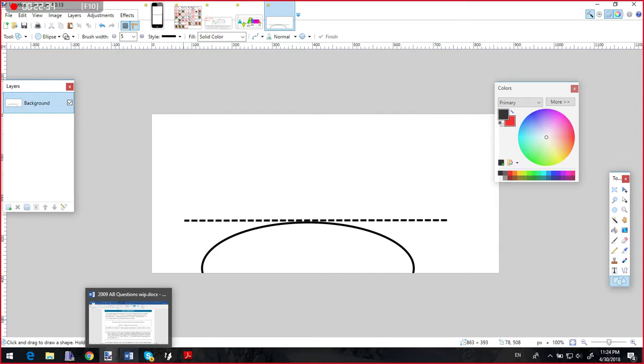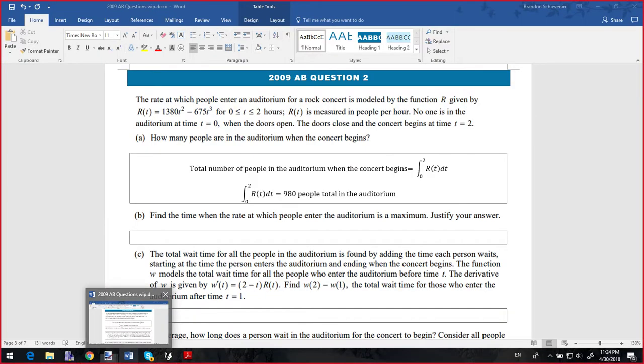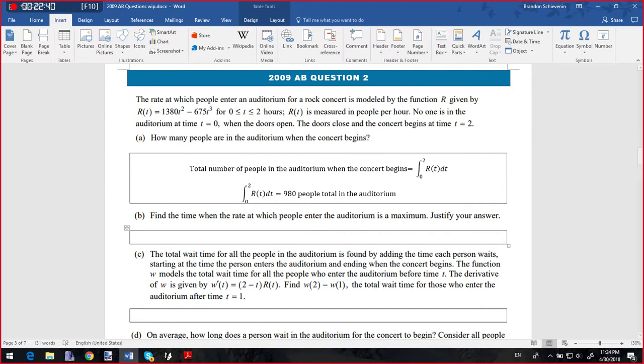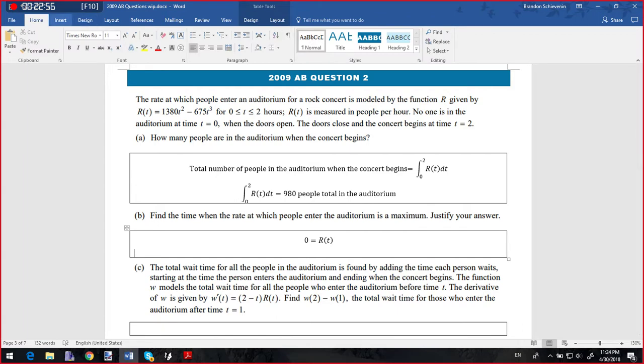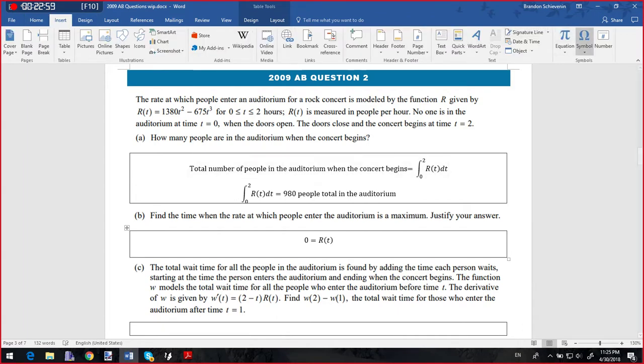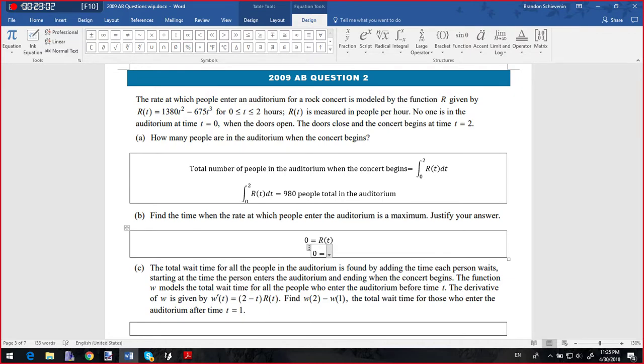So we'll set this equal to 0 and solve for x first. The first thing I need to do is set r of t equal to 0, so we'll figure out when the slope is 0. 0 equals r of t. So I could say 0 is equal to 1380 t squared minus 675 t cubed. Okay, so if I factor out my t's, oh, it should be a negative.